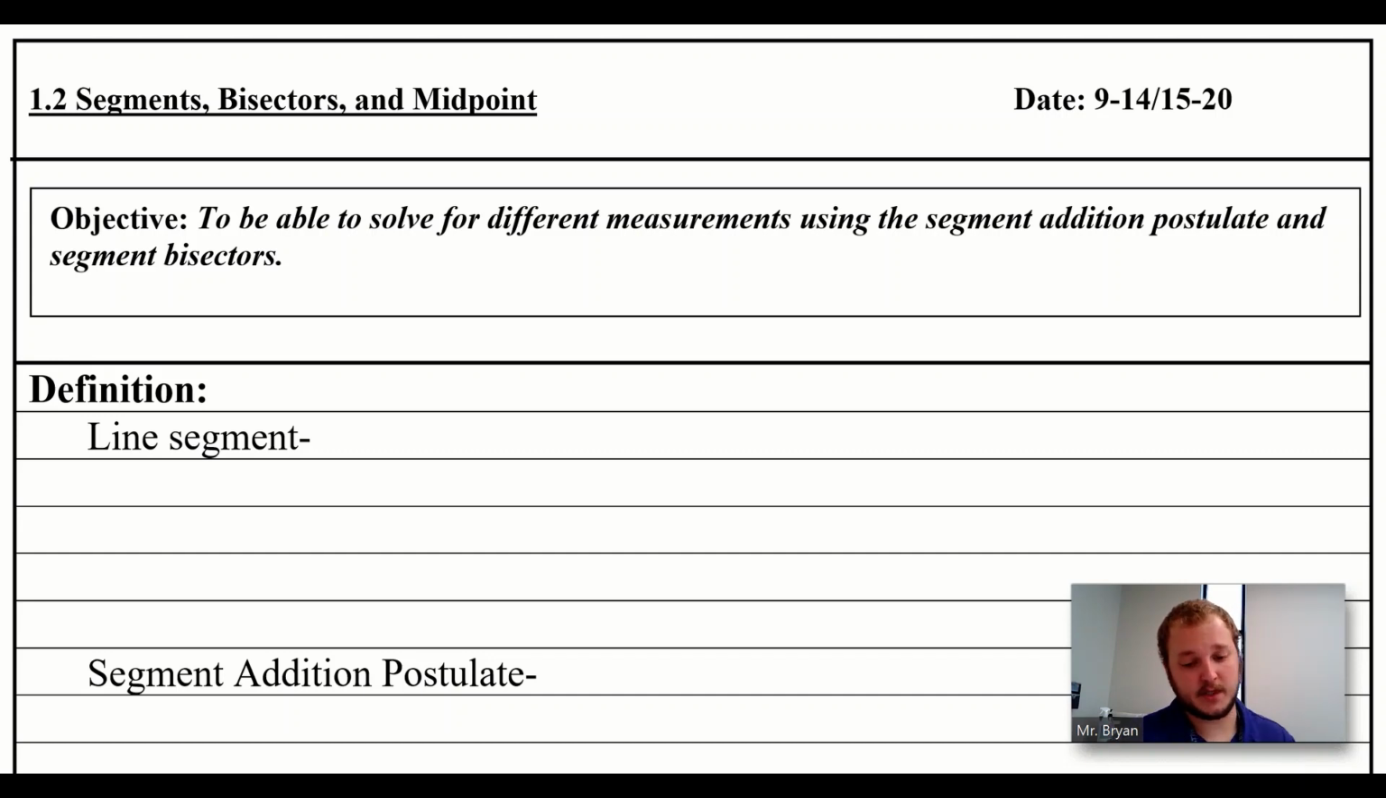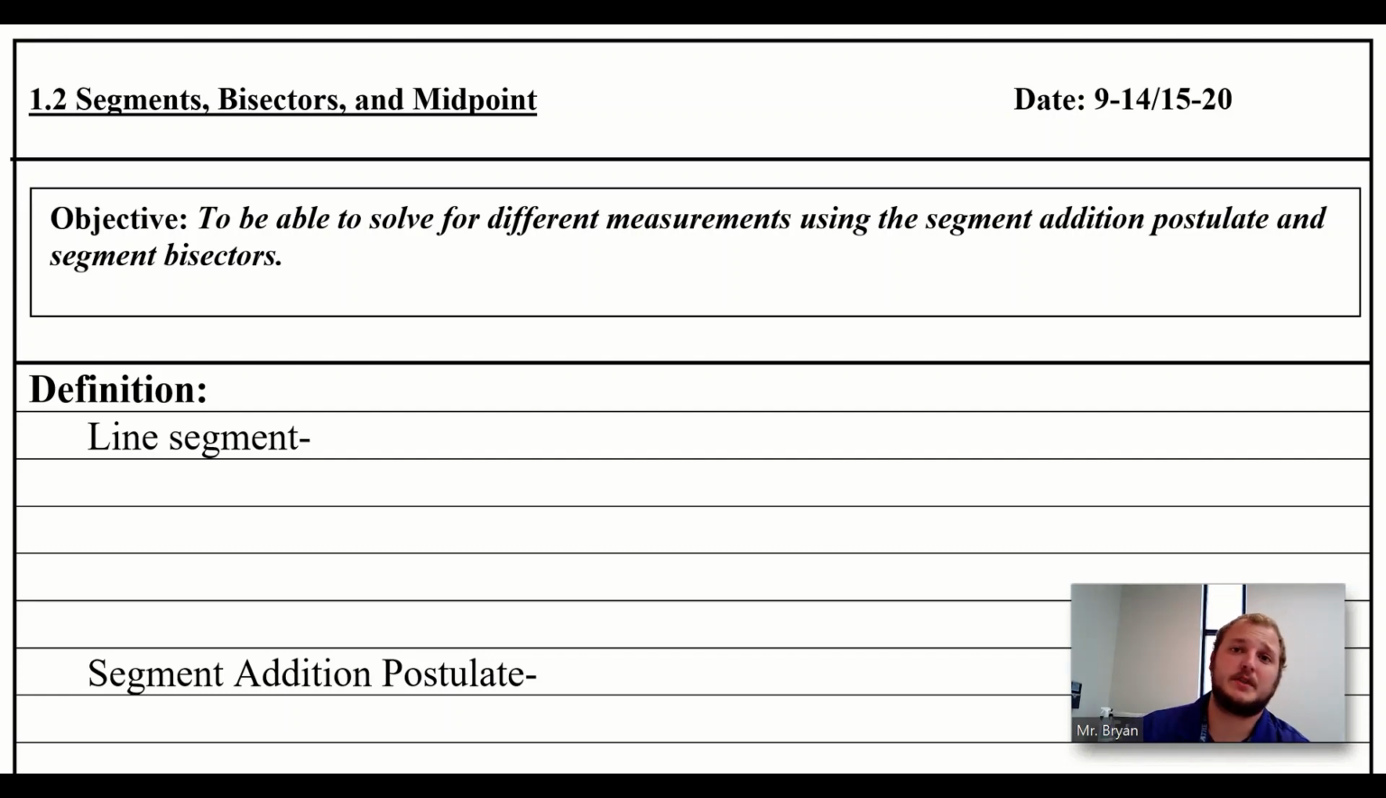Okay, so for today, the title is going to be 1.2 segments, bisectors, and midpoint. This should go in your notes directly after 1.1. We're having notebook checks, which means when I flip through your notebook and when you flip through your notebook, you should be able to see all of those right in order so that if I'm working on homework 1.3 later on and I need to go back, I can just flip through right in order and see what we did that day. Date, as always, is optional.